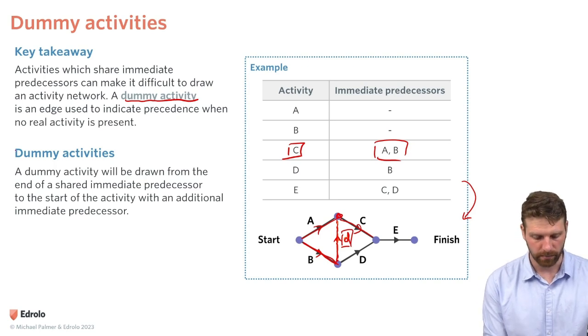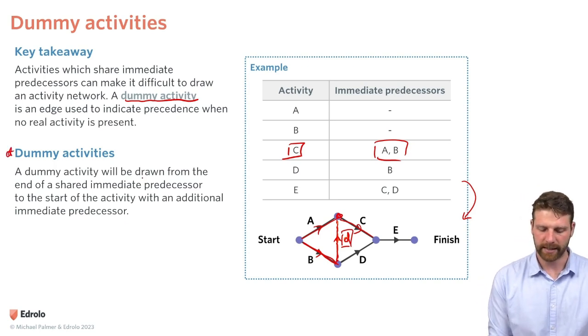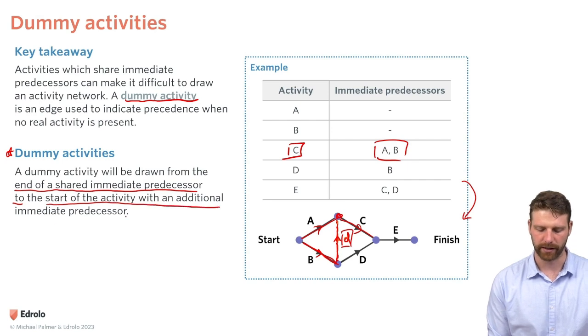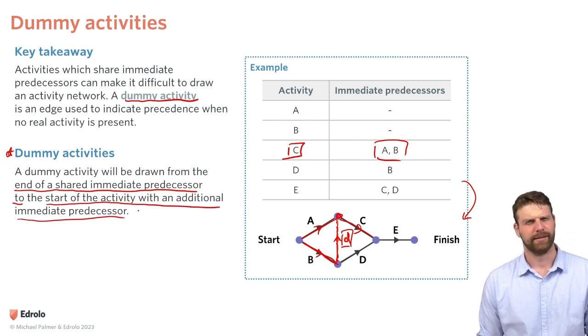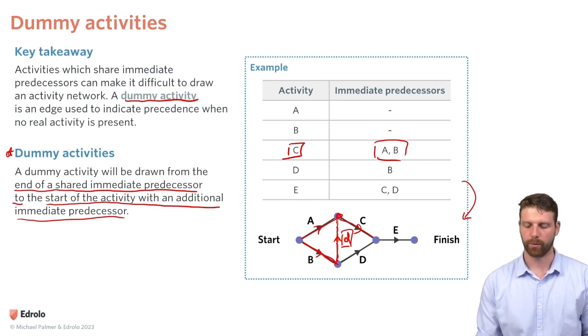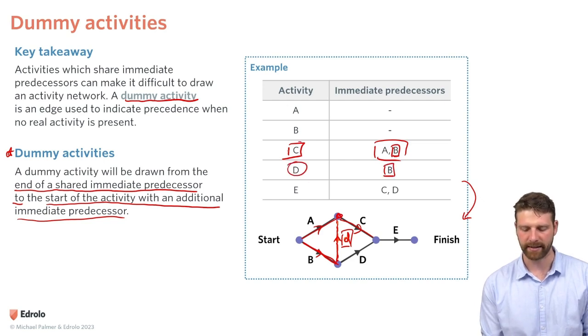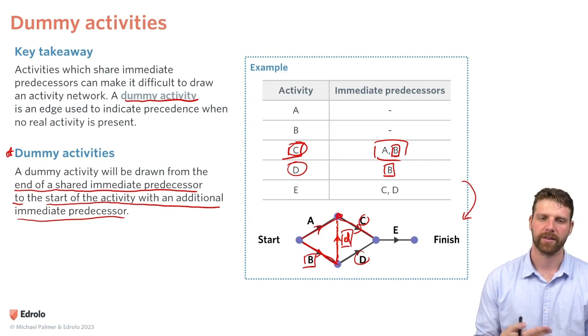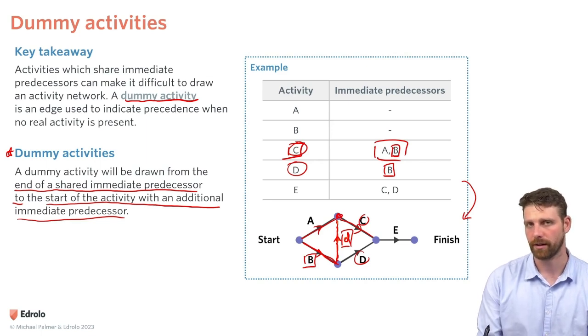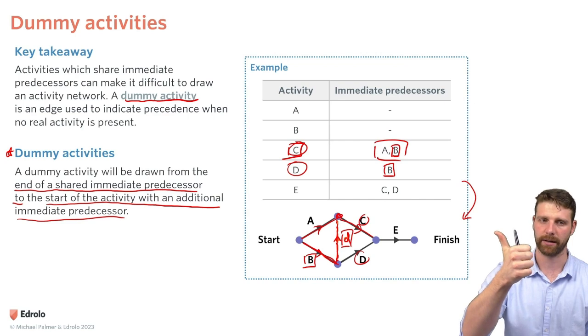Okay, so this last thing that I've got here is that a dummy activity will be drawn from the end of a shared immediate predecessor to the start of the activity with an additional immediate predecessor. What's going on there? So the shared immediate predecessor, what's that? Well, that's B. Both activities C and D require that B is finished before they start. So that's one way you can spot when you're going to have to draw a dummy activity. Is there a shared immediate predecessor?